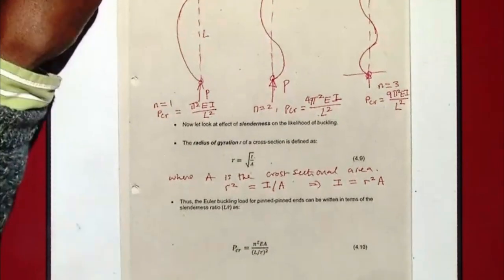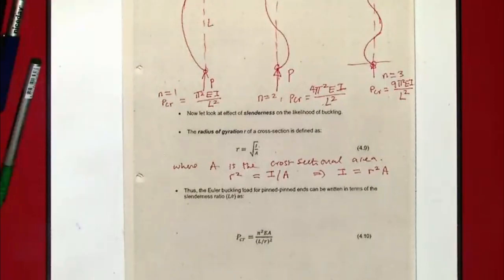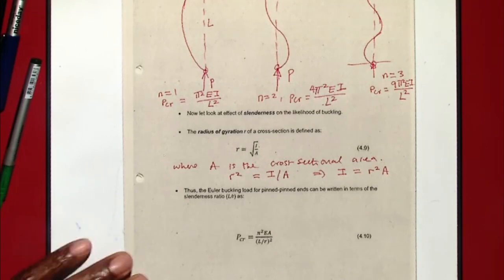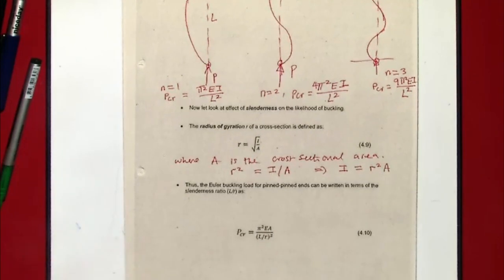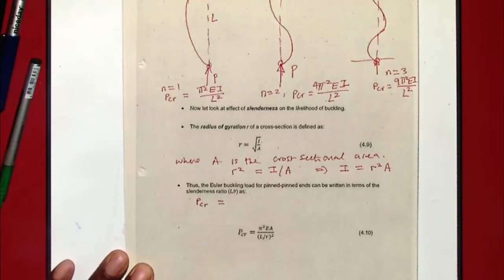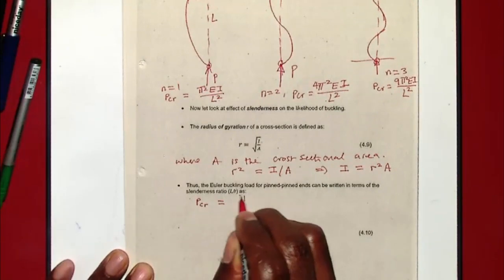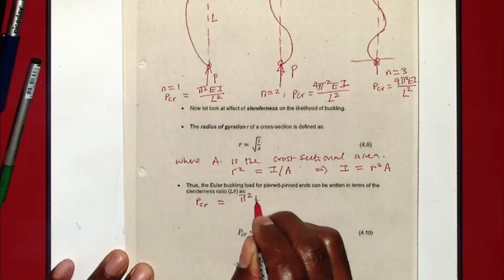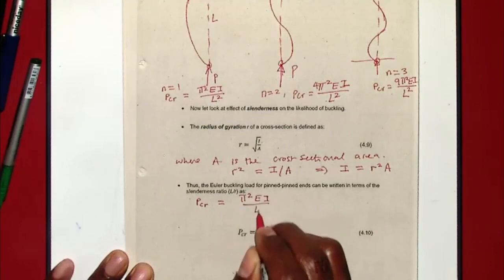So now I want to write my load, that critical load, in terms of the radius of gyration. So now that I've defined what that is, if you recall what we just said a few minutes ago, we said P critical, that is the minimum one for mode 1, is pi squared EI over L squared.